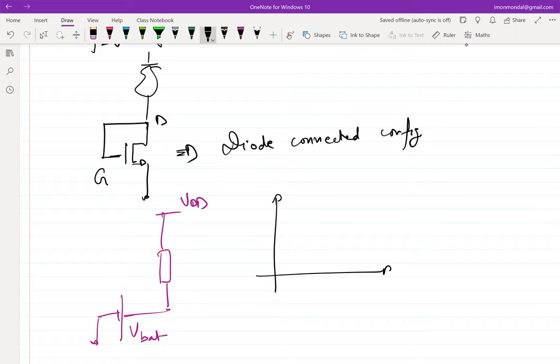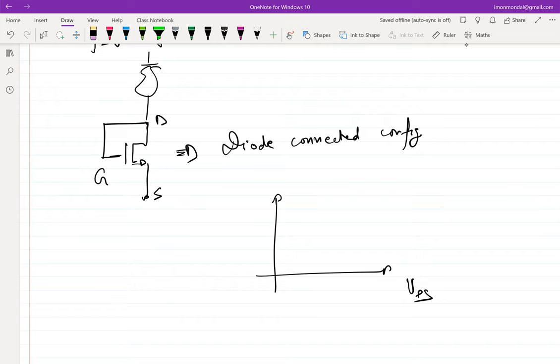Okay, let me write in terms of VDS. Forget about this. If I plot ID versus VDS in this case, what would it look like? Till 1 volt, this is zero. After that, the saturation region expression, the saturation region plot. And this, as you pointed out, looks really similar to your diode voltage characteristics, right?